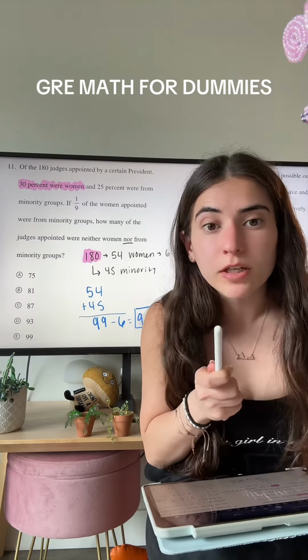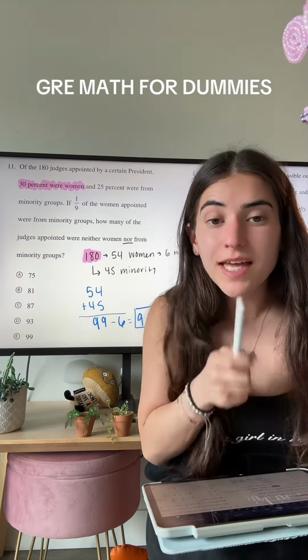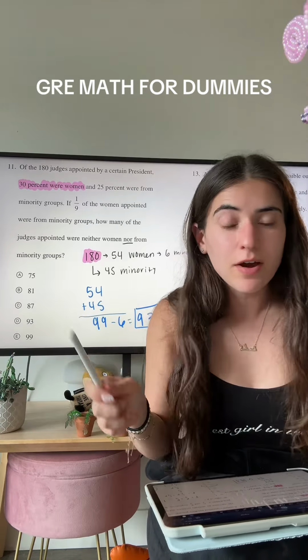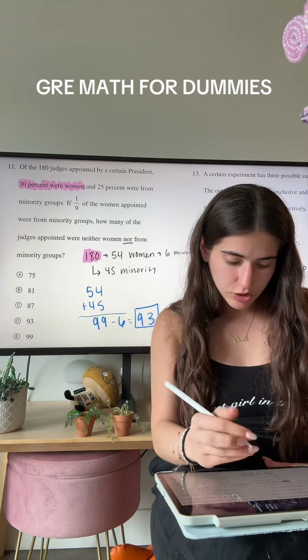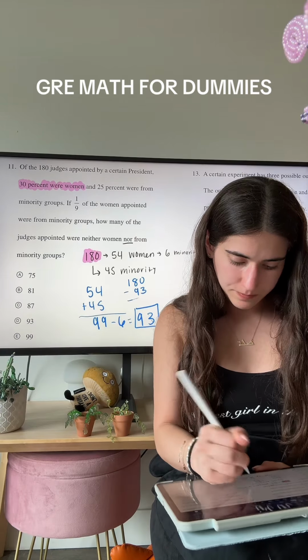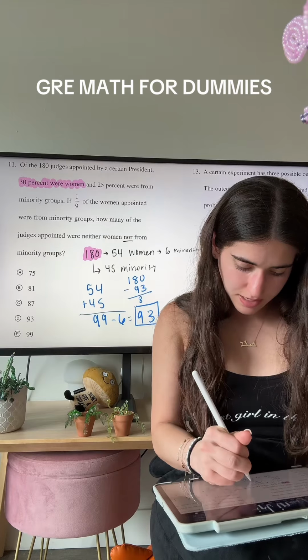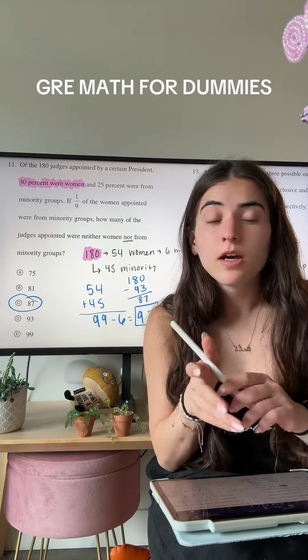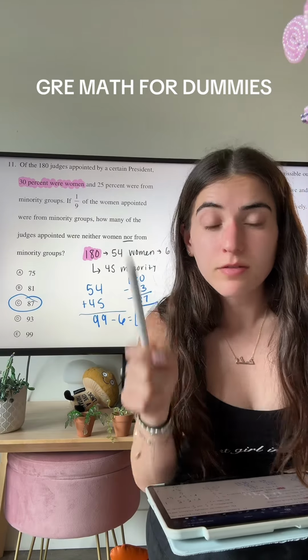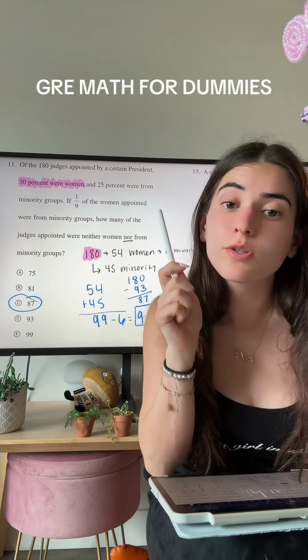That's not our answer. That's how many women or minority groups there are, and we want to figure out what the rest is. So we have to do 180 minus 93, and then you get 87. So that's your answer. If you finished this video, then congratulations, you are now smarter than you were 2 minutes ago, and you should be proud of yourself.